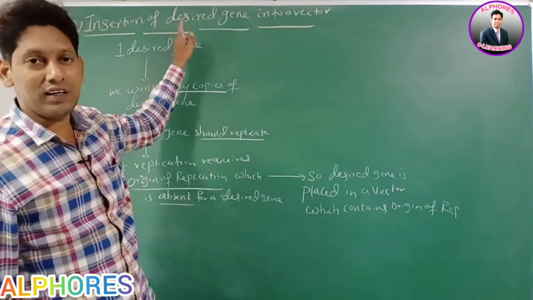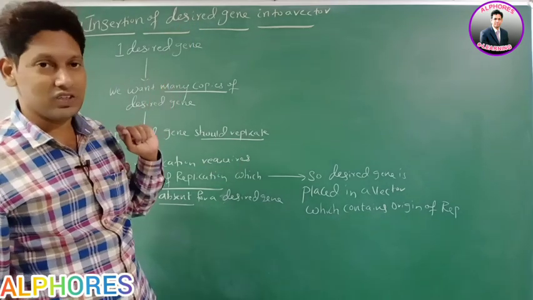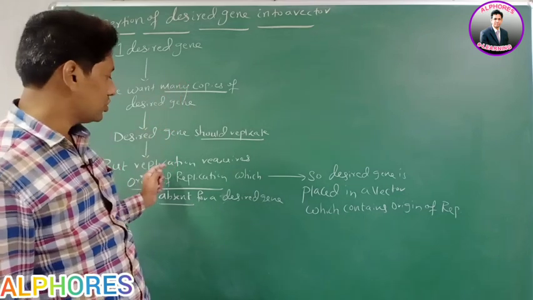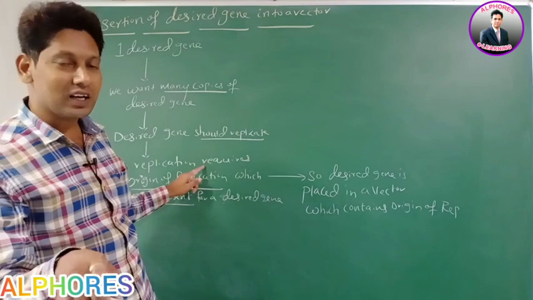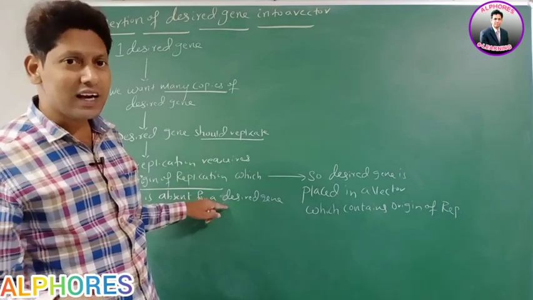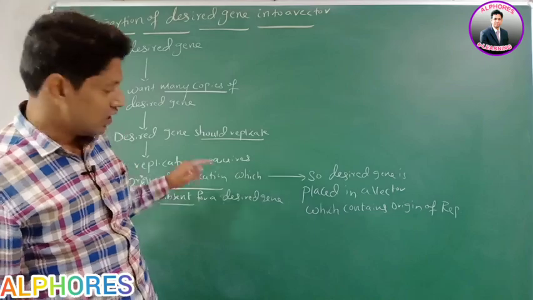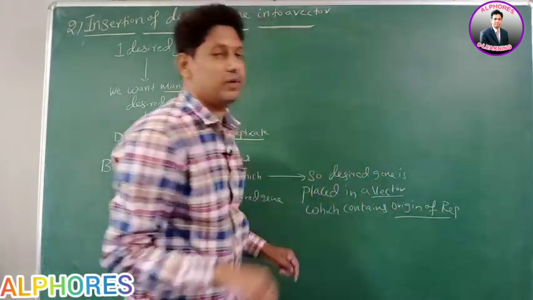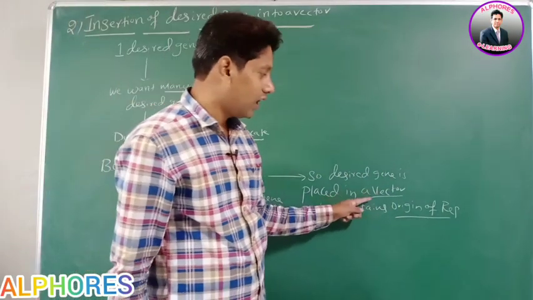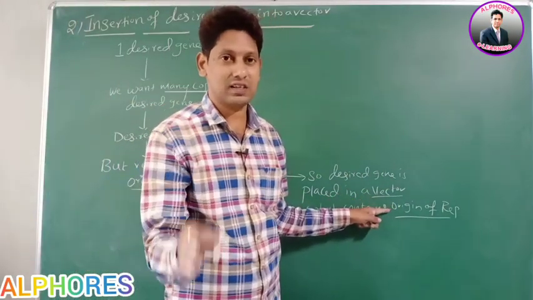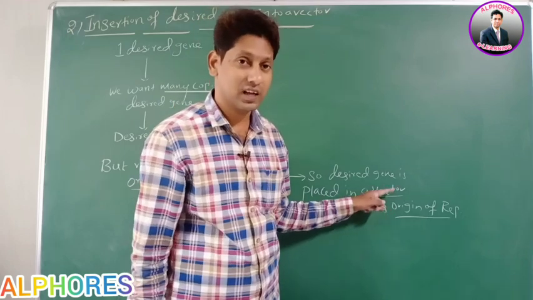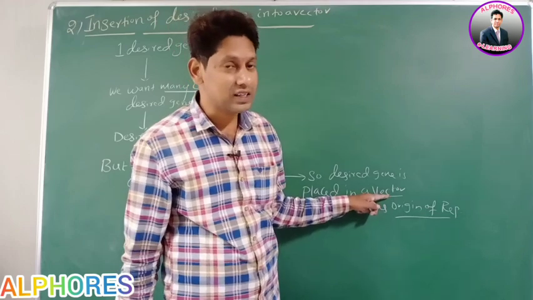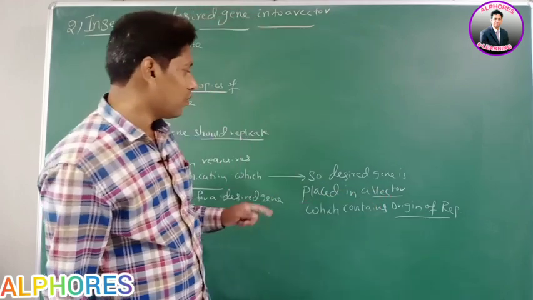Sir, having only one desired gene, we want many desired genes. To produce many desired genes, the desired gene should replicate. But replication requires an origin of replication, and the desired gene does not have one. So we are placing the desired gene in a vector which contains what, sir? Origin of replication. Now you tell me, is the vector with an origin of replication, yes or no? Yes. The vector is with an origin of replication. So the vector can replicate. But in that vector, what did we place?